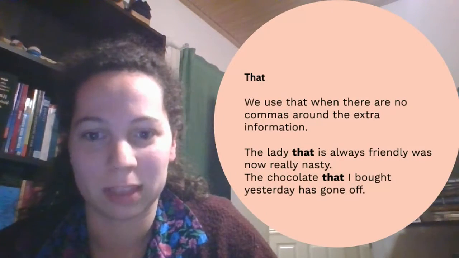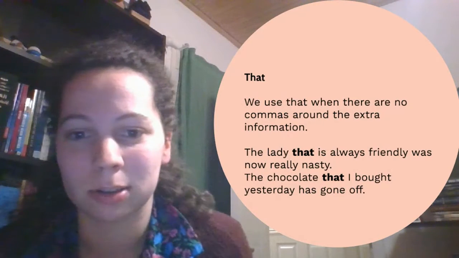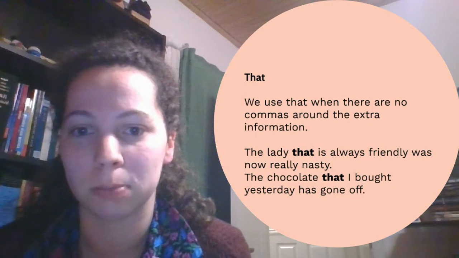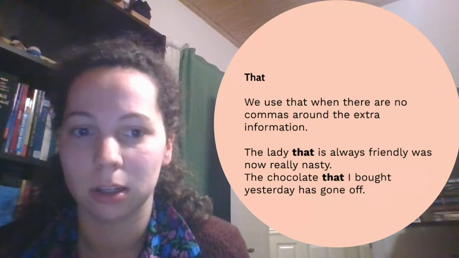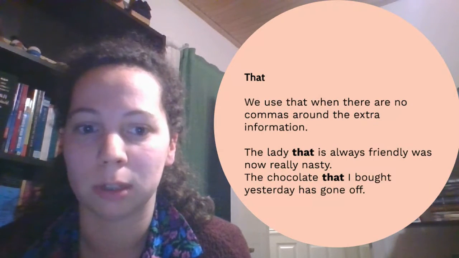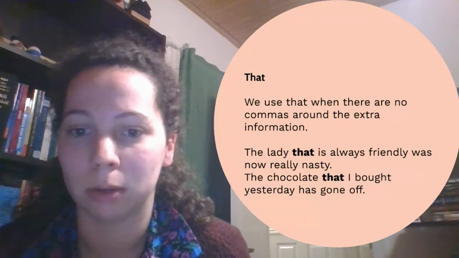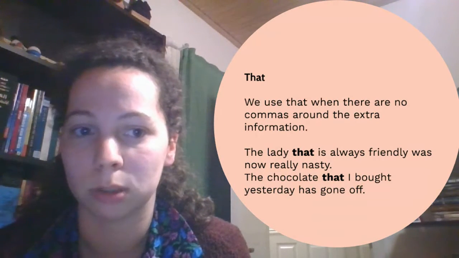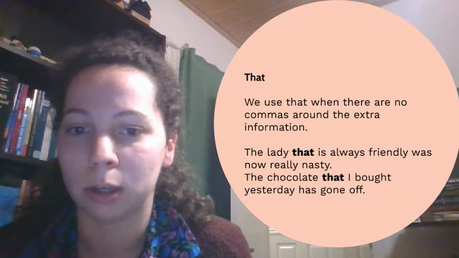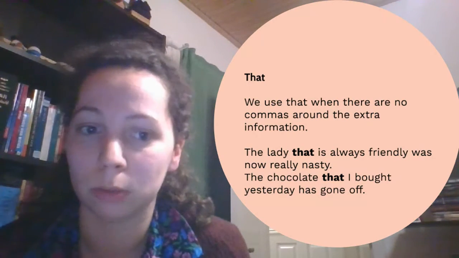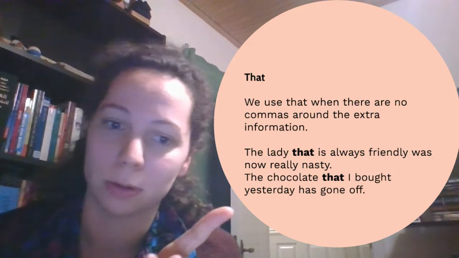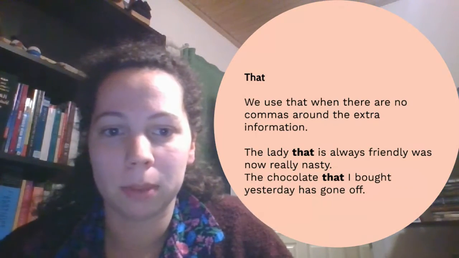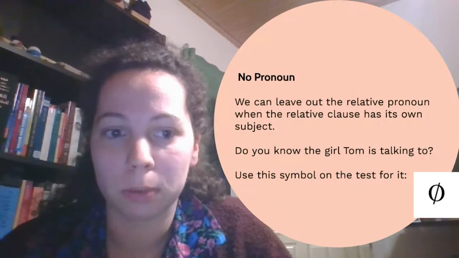We also learned about that, and we learned that as long as there are no commas around the relative clause, we can replace both who and which with that. So the lady that's always friendly was now really nasty can be with that because there's no comma around the extra information clause. That is always friendly. And the same thing goes for the chocolate sentence that you can read right there too, was that right? I think so.